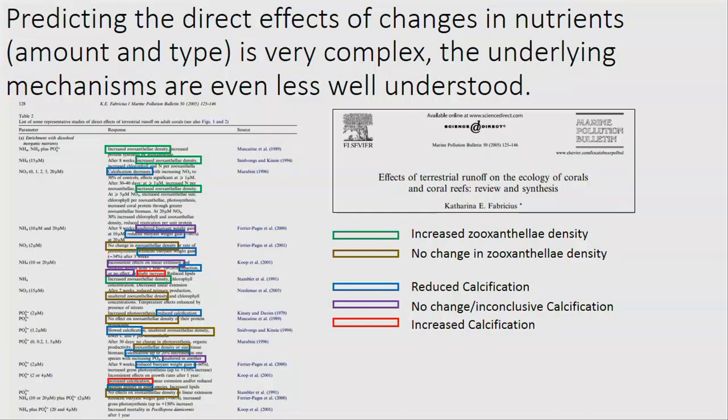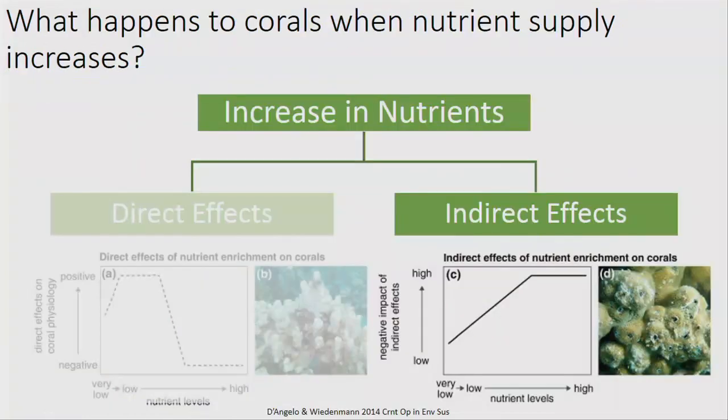Some say that their experiments show they get reduced calcification rates, and some say increased calcification rates, and some say we can't tell. So it's an area of research we don't really have a very strong handle on at the moment, but there is something going on in the corals where if you stress them with nutrients, they don't like it, but we don't know why they don't like it. Okay, so that's the direct effect. That's kind of like me giving you something and it making you ill.